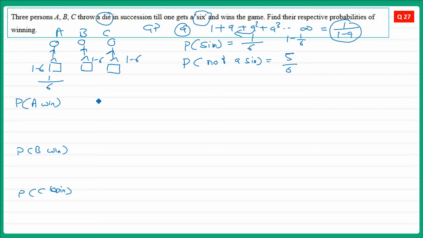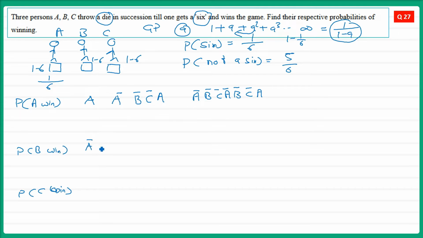Now what happens? A starts. So A can win at the first go. He is lucky, fortunate enough. Then if A wants to win, A has to lose, B has to lose, then C has to lose, and then A comes. Means the option of A comes, then A will win. Or A fails, B fails, C fails. Then again A fails, B fails, C fails. Now the chance of A winning comes and he wins. So these are the different possibilities of A winning.